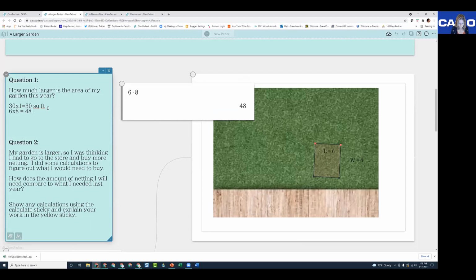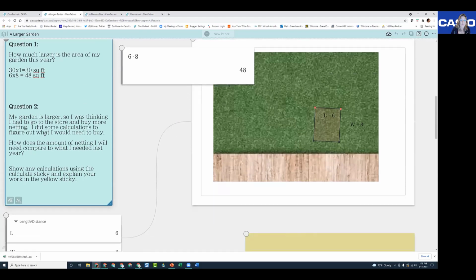So they're going to write this down. And so then now they're going to answer it. The second garden is bigger. And how much more area is it? Well, 48 subtract 30, 18 more square feet. So I have a lot more garden space doing it this shape, right? So then the next obvious question, my garden's larger. And so I'm going to go get netting. How much more should I buy?